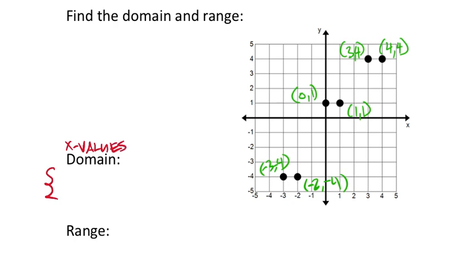So the furthest point on the left I see is this one up here. So that's an X value of -3. I don't care about the -4. That's in the range, not the domain. But the first value on the left I see is -3. As I move to the right, the next one I see is -2. And then I have an X value there at 0. And then 1. And then 3. And then the last one we have up here is at 4.